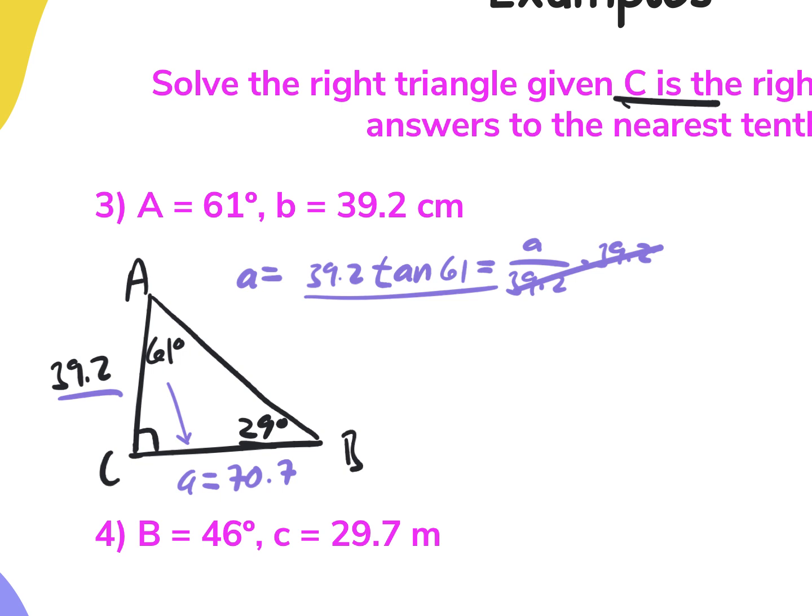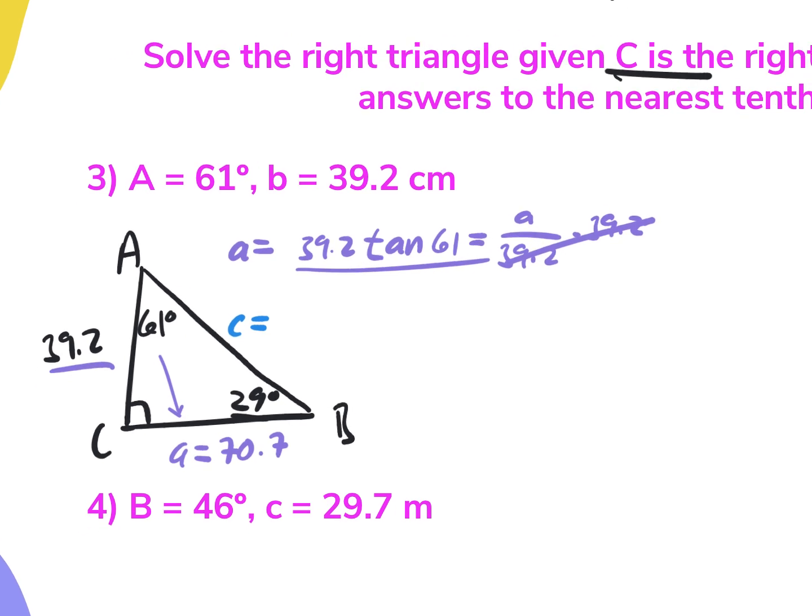Now, once again, you can use the Pythagorean theorem if you wanted to, or you can use another trig ratio. I want to find side C now, which is our hypotenuse. So I can really use whichever angle I want to.